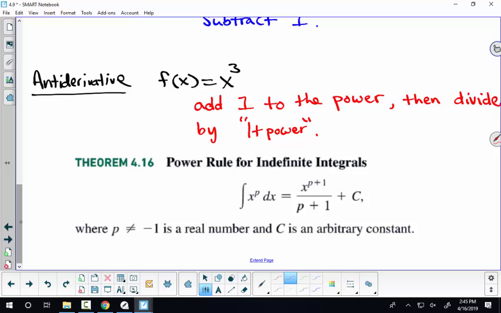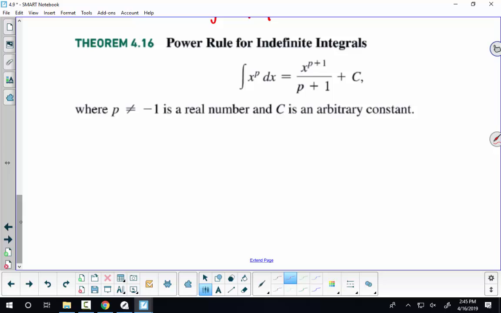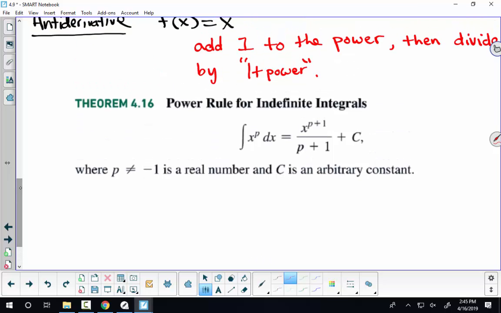Notice we start off with x to the power of p. To take its antiderivative, we simply add 1 to the power. So now it's x to the power plus 1, divided by the power plus 1. It's just a direct connection of reversing the derivative rule.